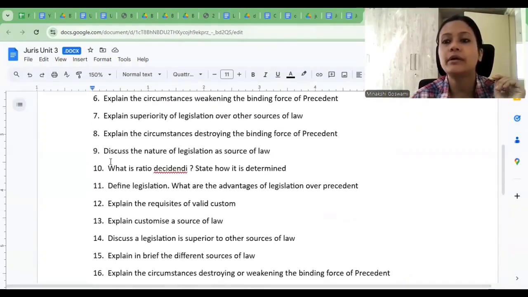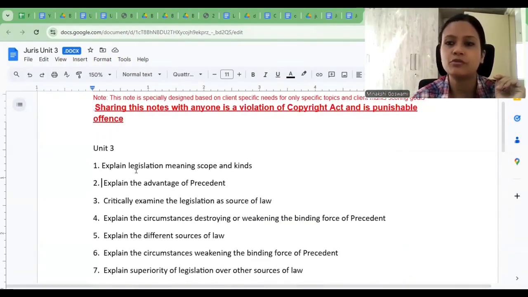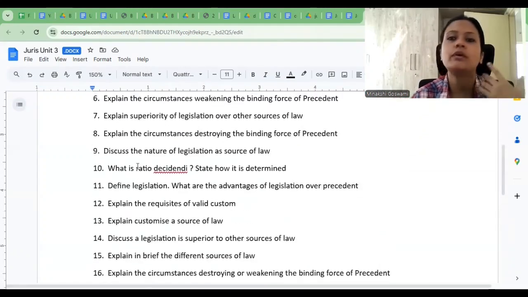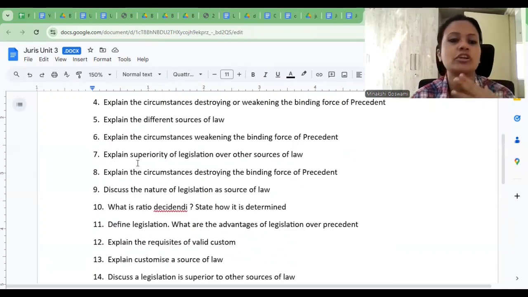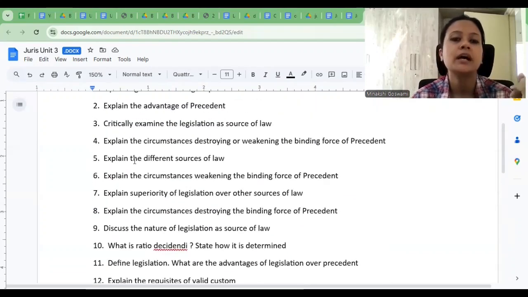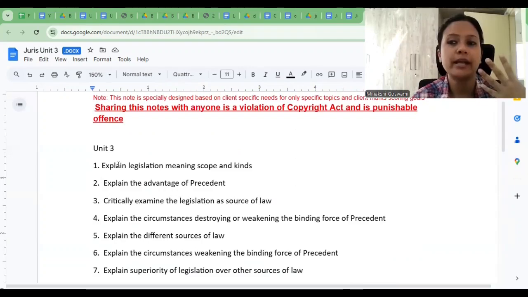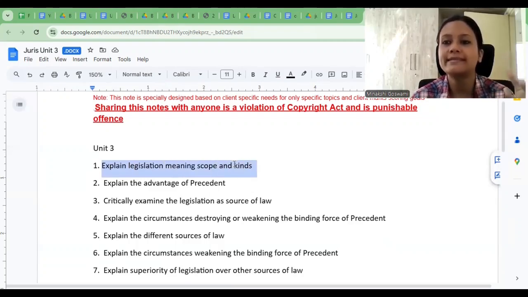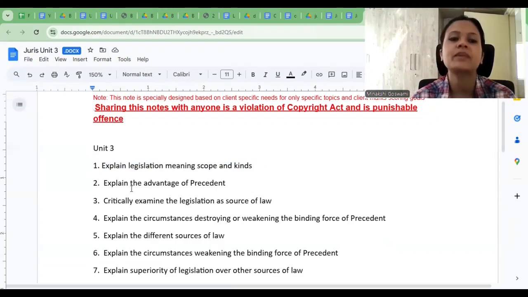Now we will move to important questions from Unit 3 of Jurisprudence. So I have around 18 questions. You can either get this as a long question or as a short note also. If it is a long question, you need to write in detail. If it is a short note, you can write it a bit briefly. So first we have explain legislation, meaning, scope and kinds. What is legislation? What is the meaning of legislation? Its scope and its kinds.